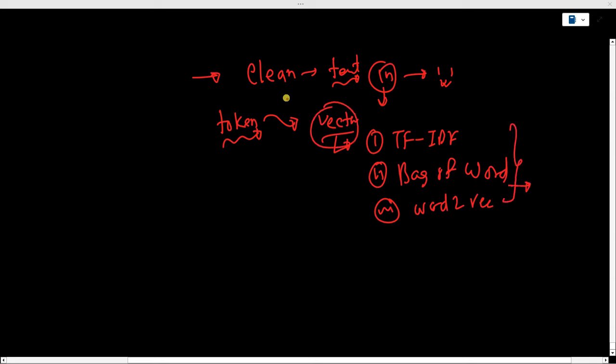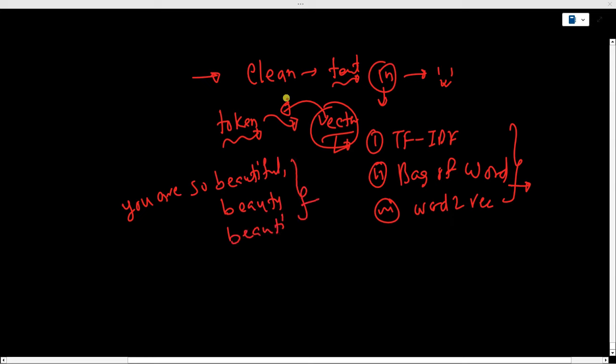But before that, we need to remove the unwanted words. Let's say I have a phrase, you are so beautiful. And let's say you have another word, beauty, and another word, beautiful. Both words are mostly similar. So why should I calculate the distance of that? I need to convert these three into one single one, so that I don't take much time or need to calculate these things again and again.